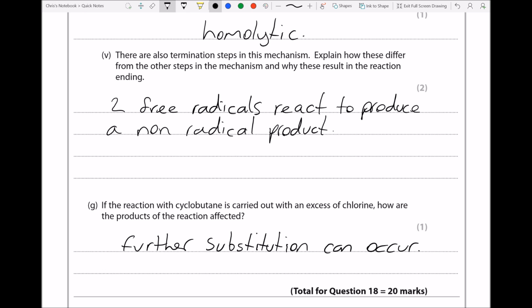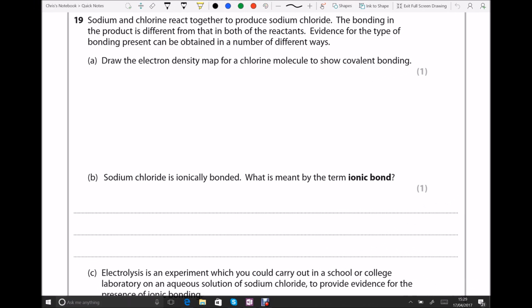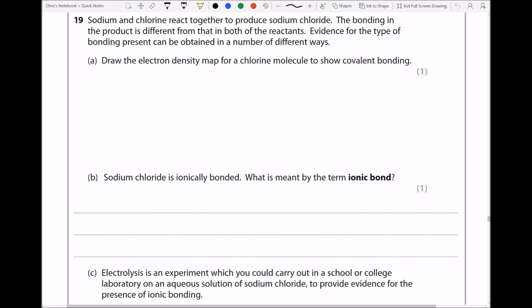So now on to question 19. Okay, so this is question 19. It starts by saying sodium and chlorine react together to produce sodium chloride. The bonding in the product is different from that of both of the reactants. Evidence for the type of bonding present can be obtained in a number of different ways.